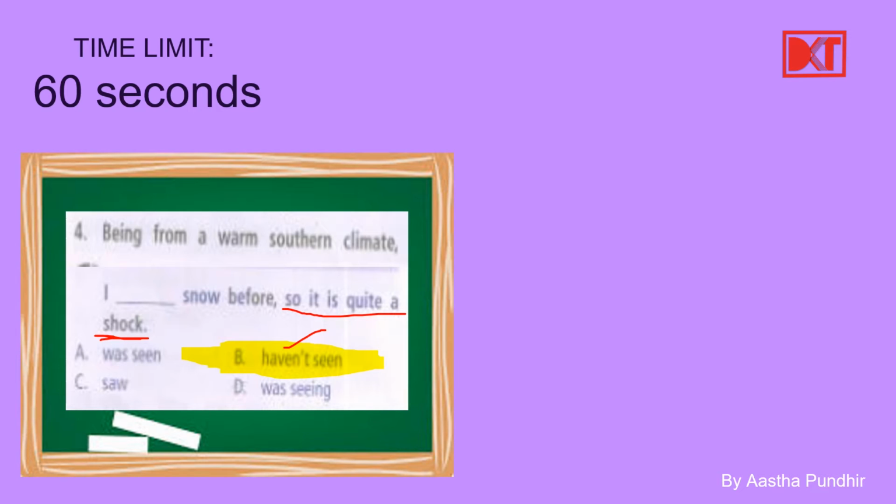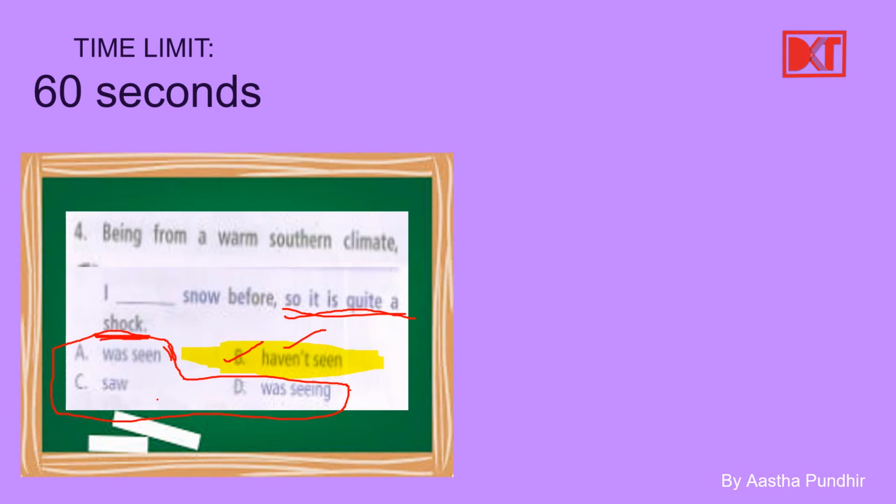You see the other options, like here, was seen, saw, was seen. All these are first of all positive sentences. So they automatically become incorrect because the latter part of the sentence is telling us that it is a shock for this person. Why would it be a shock? Because only if he had not seen snow before, right? So B, I haven't seen snow before.